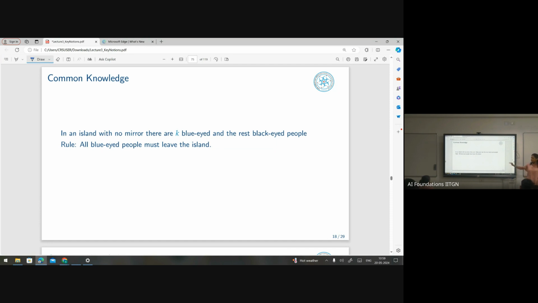Maybe, maybe not. But there is some information that is being given to them. There is an outsider who is making an announcement. He announced that there is at least one blue-eyed person on this island. The idea is for the blue-eyed people to leave the island, but to help them, one announcement is made: there is at least one blue-eyed person.